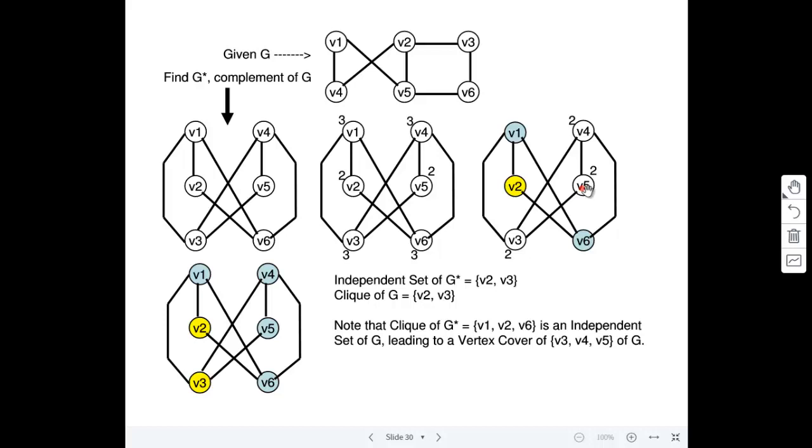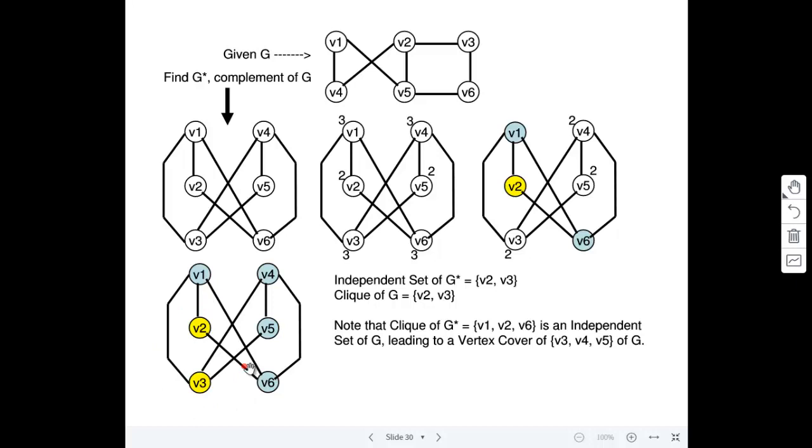So among these 3 vertices, pick the one with the fewer number of uncovered neighbors, which is 2 in each case. So they cover themselves along with 2 neighbors. So we break the tie in favor of the lower ID neighbor, so that is V3. So V3 is now part of the independent set, so it will cover V4 and V5. So we are done. So all the vertices in the graph are now covered. So V2, V3 is the independent set for this complement graph, because we don't have any more uncovered vertex.